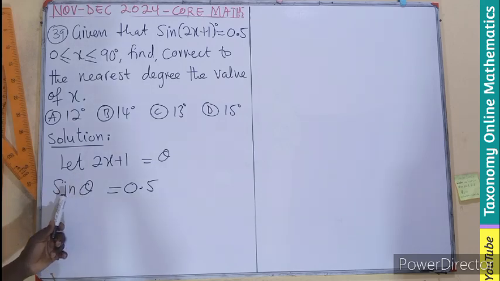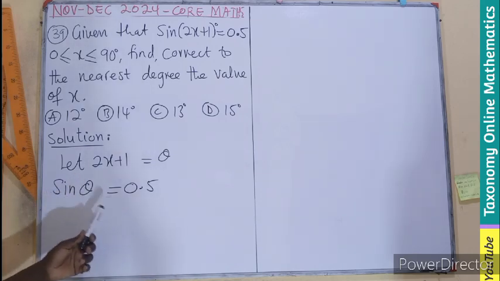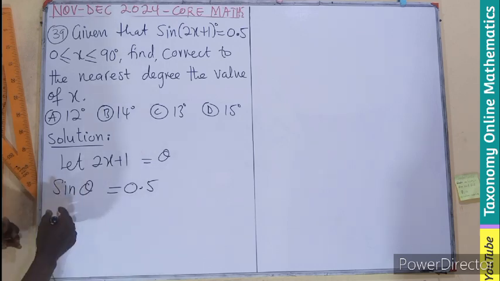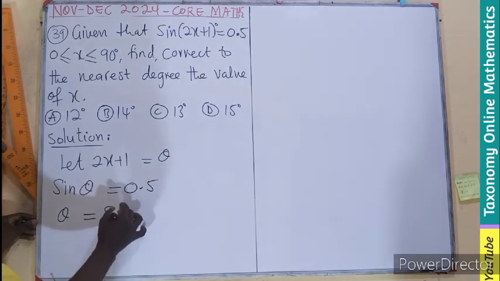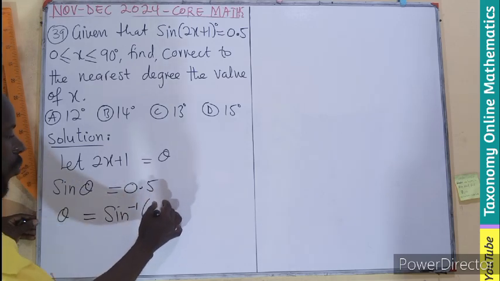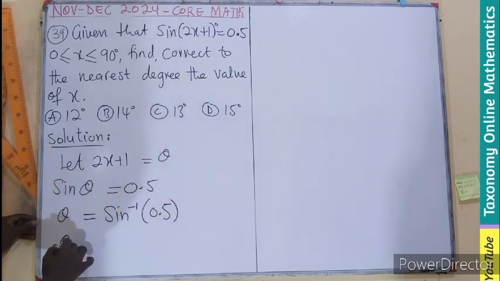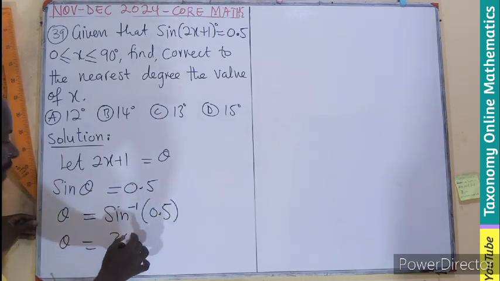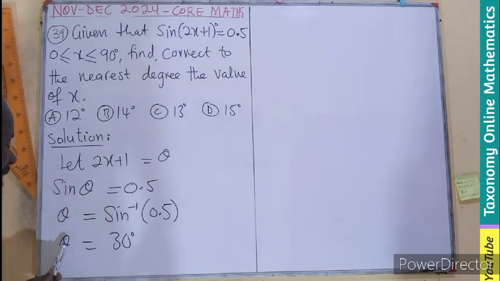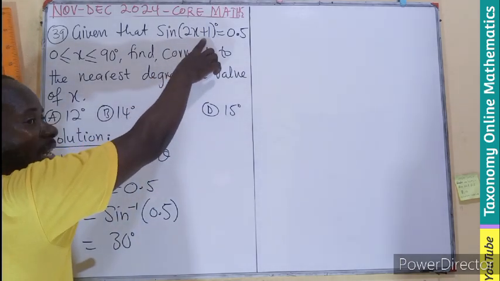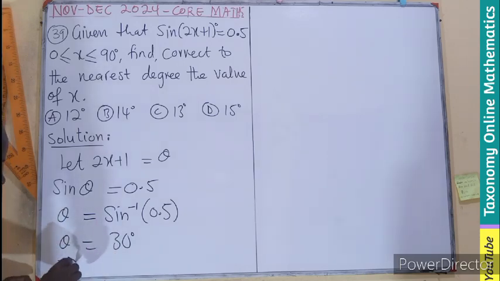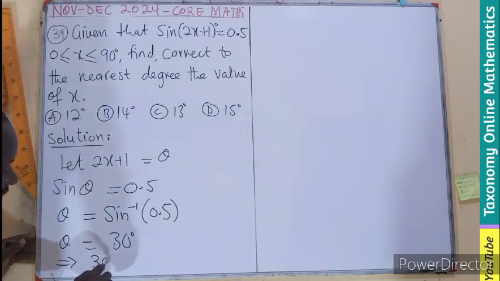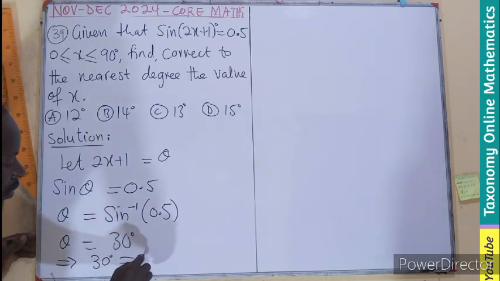So how do we find it? By dividing through by sine, or better still, finding the sine inverse. So theta will be equal to the sine inverse of 0.5. So theta will be giving us what? 30 degrees. So meaning the value of the theta is supposed to be 30.